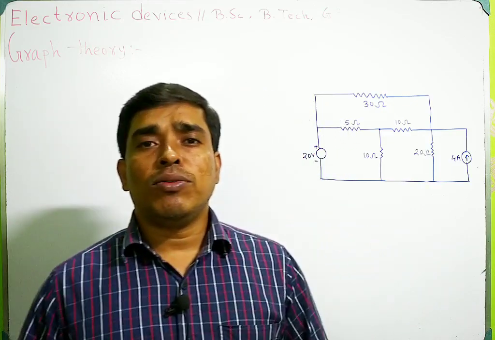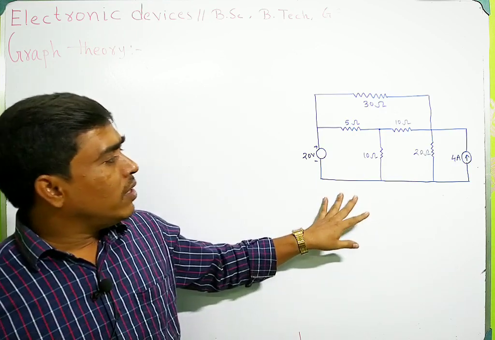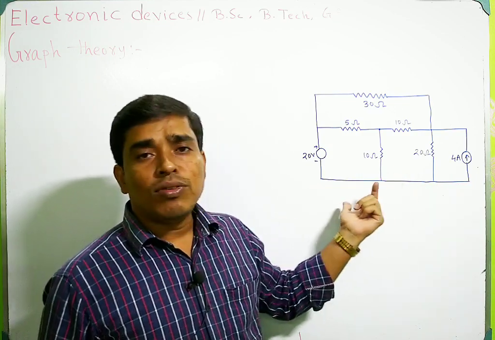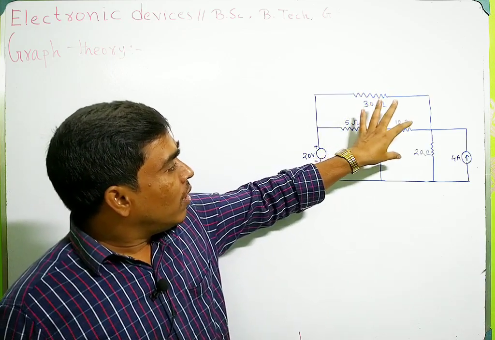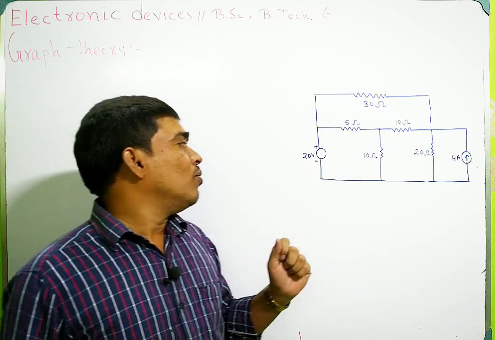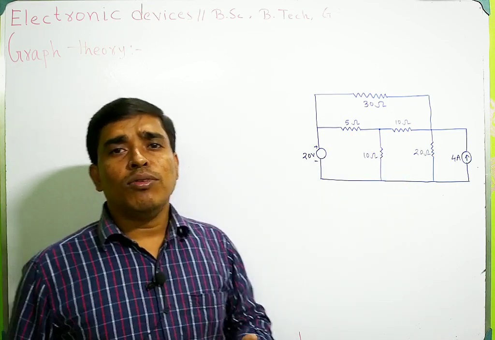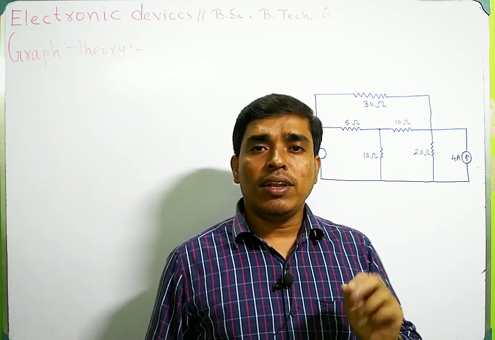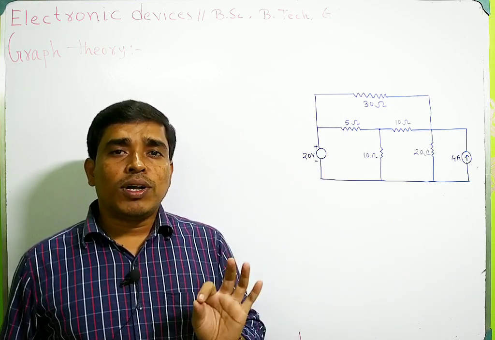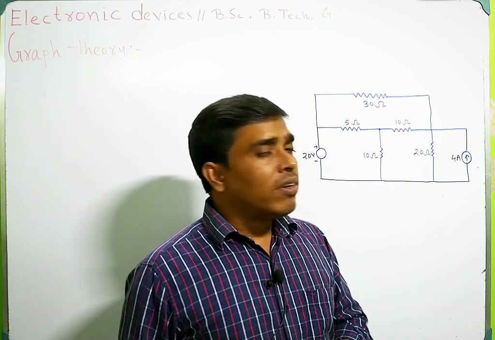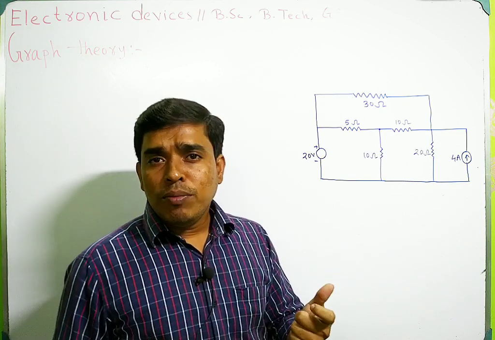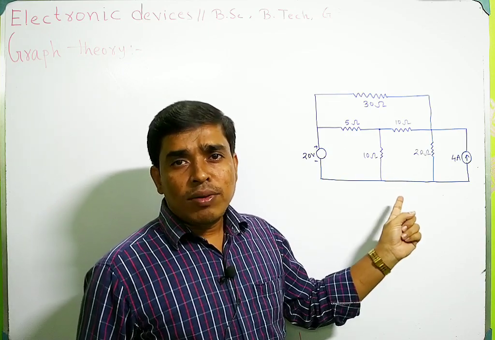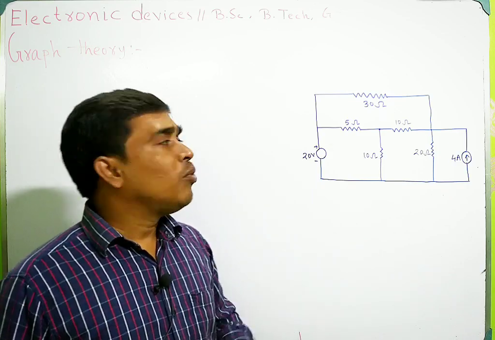Today we will discuss graph theory. Suppose this is a network. This network contains several energy sources and various resistors. If I want to analyze this network, we have to apply several network laws, that means KCL and KVL, and several network theorems. But we do not know what number of KCL and KVL equations is required to analyze this network.